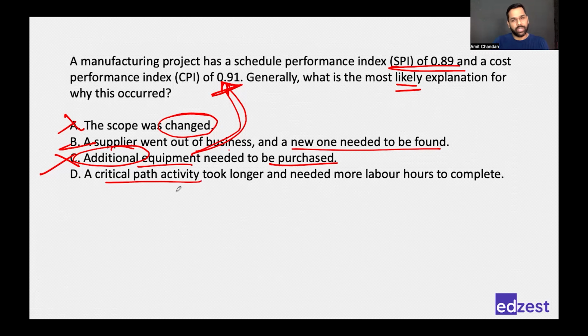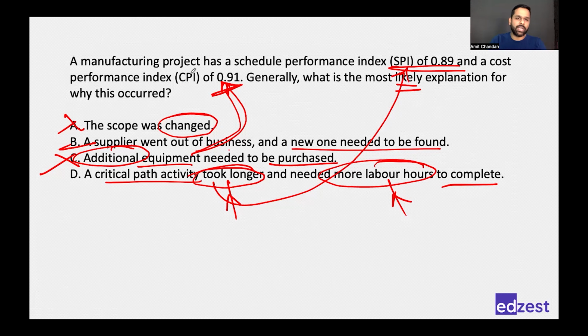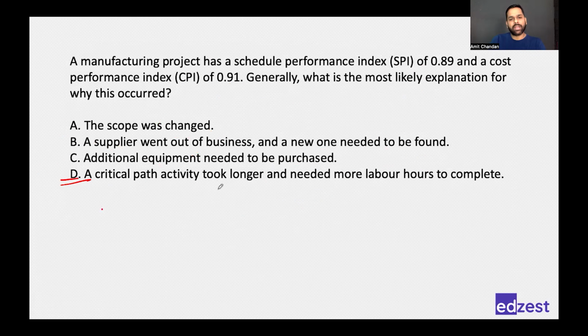Then we go to D. A critical path activity took longer and needed more labor hours to complete. Longer means more than what I had planned for. More labor hours means more than what I had planned for. So if it is taking longer, it will impact my SPI. If it is taking more labor hours to complete, it will impact my CPI. So now I have a choice which tells me that it will impact the schedule and it will impact the cost as well, which is much, much better than B, because B did not tell me whether there's a direct relation between supplier going out of business and finding a new one. Right? So that's how critical thinking is tested in the exam.